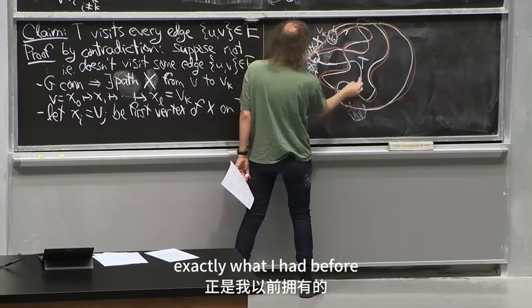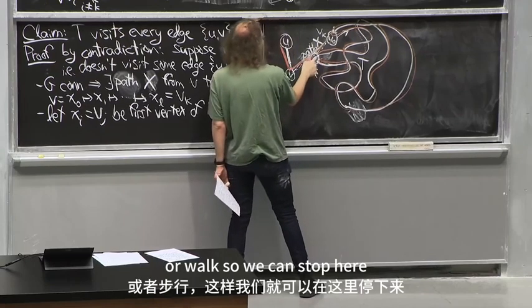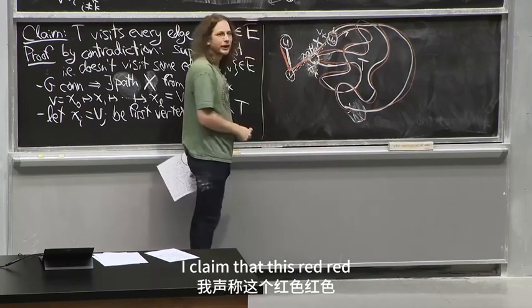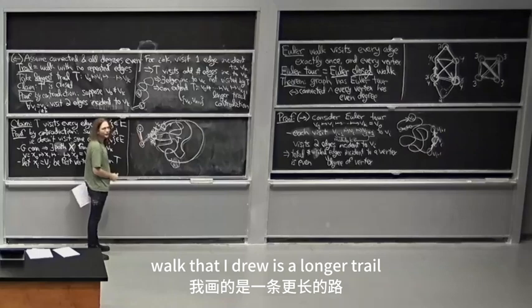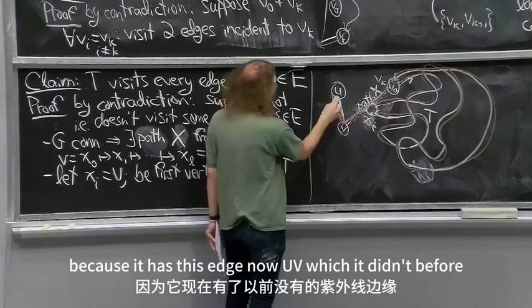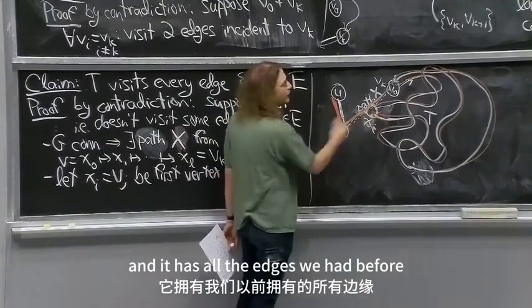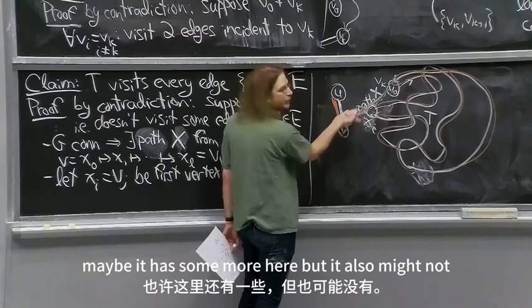Exactly what I had before. This is exactly the same edges I had before, or walk, so we can stop here. I claim that this red walk that I drew is a longer trail. Why is it longer? Because it has this edge now, uv, which it didn't before. And it has all the edges we had before. Maybe it has some more here, but it also might not.